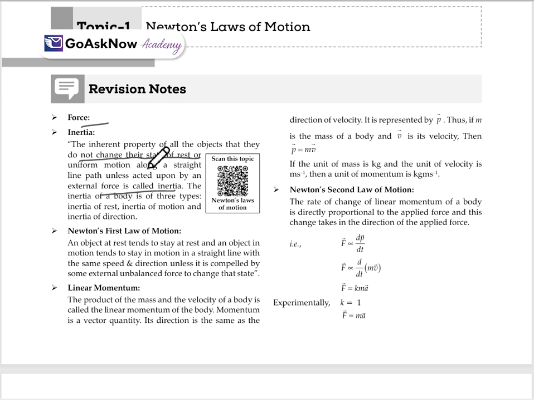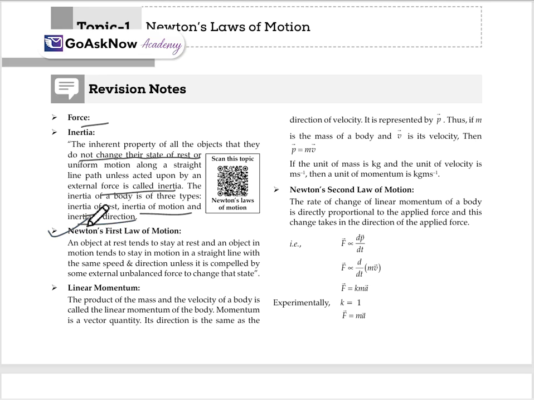The state of any object which is not changing its position, or any uniform motion, until or unless an external force is applied to that particular condition, is called inertia. The inertia of a body is of three types: inertia of rest, inertia of motion and inertia of direction.